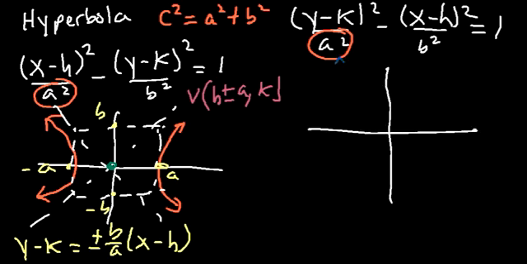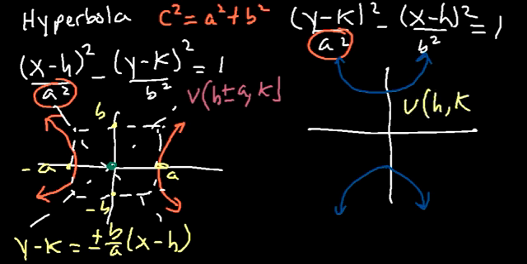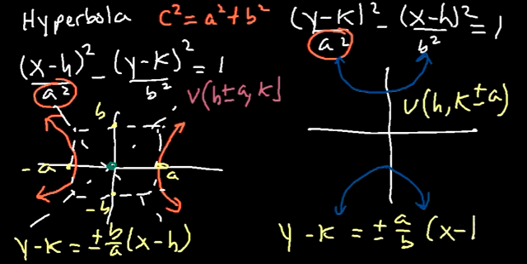Now for this one, the graph opens this way. I'm not going to draw the box though, but you know how to do it. But this time the vertices is going to be h comma k plus or minus a, and the asymptotes will be y minus k is equal to, this time a over b, so plus or minus a over b x minus h. And that's really what you need for a hyperbola. Those are the main equations.